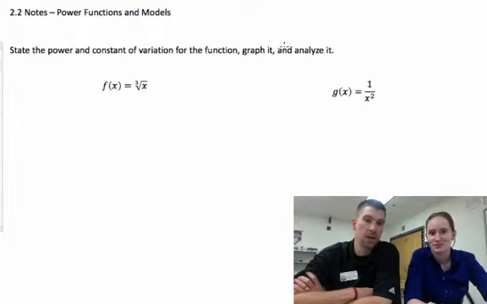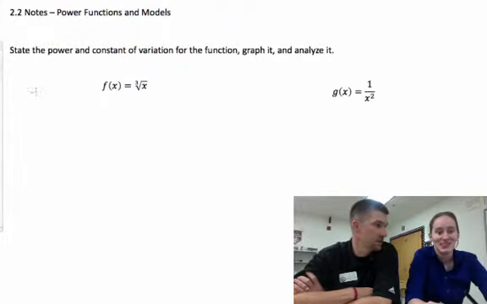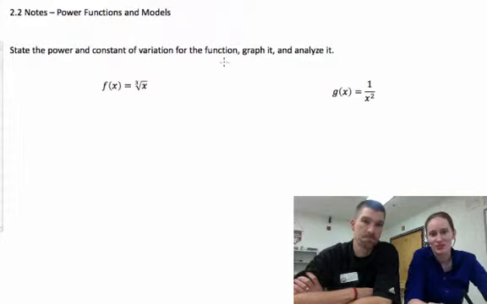Okay, so now for the meat to go with the potatoes of the power functions. Yes, so we need to state the power and constant of variation for the function. We want to graph it and analyze it. The analyzing is super important for this course in general. It's something that we do a lot, is we analyze functions.